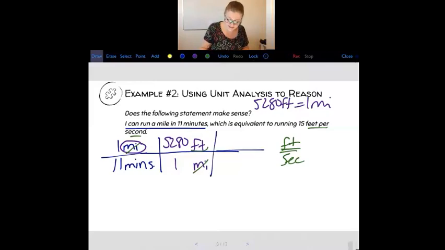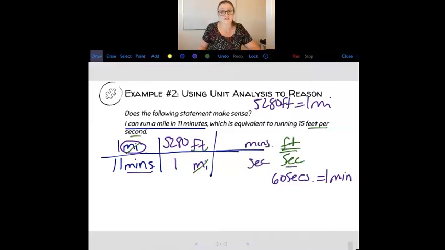Our goal is to get to seconds, and we may remember that 60 seconds is equal to 1 minute, okay? So when we're setting up our units, do we put minutes in the numerator or the denominator? Well, that depends on what we're trying to cancel here. Since minutes is in the denominator, it's going to go in the numerator so that they cancel, and then we'll put seconds in the denominator, and that's also our goal. We need to end at feet per second.